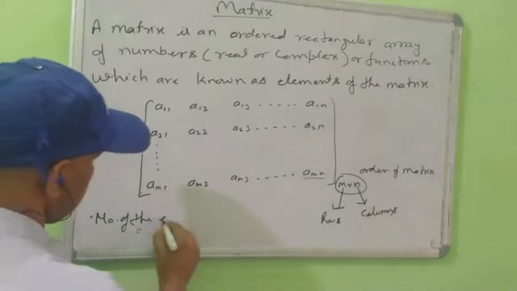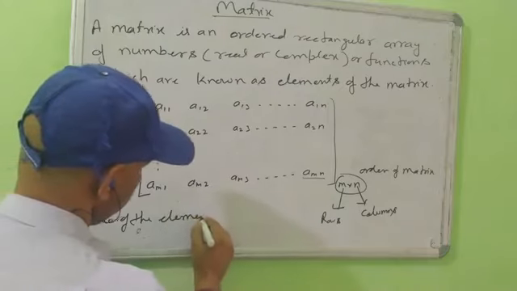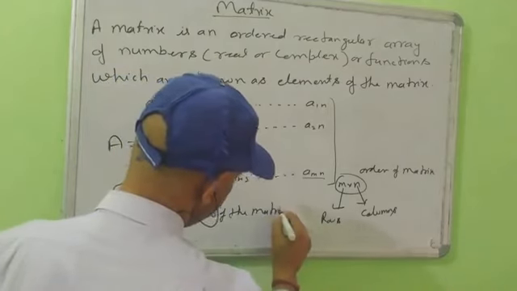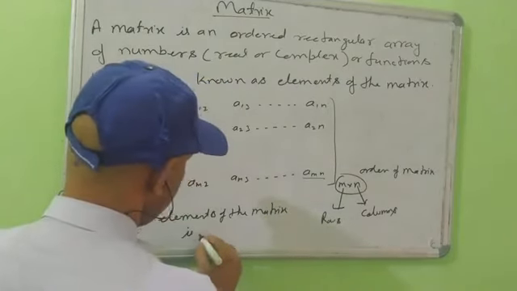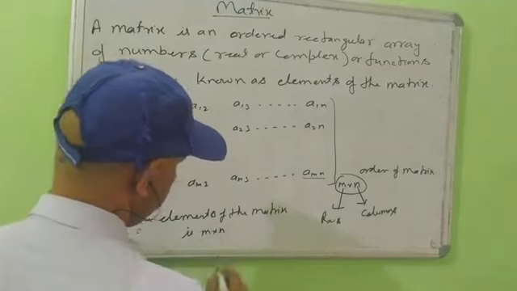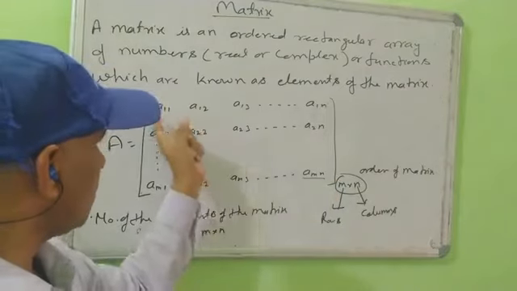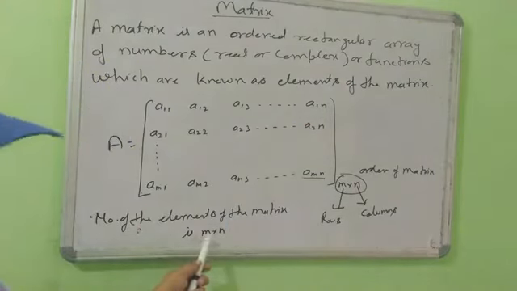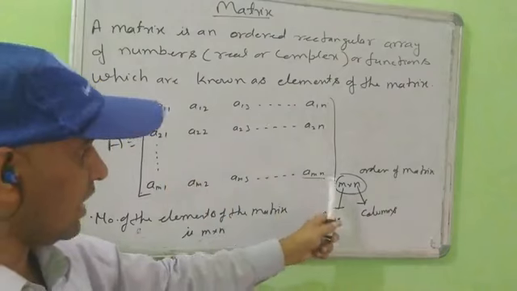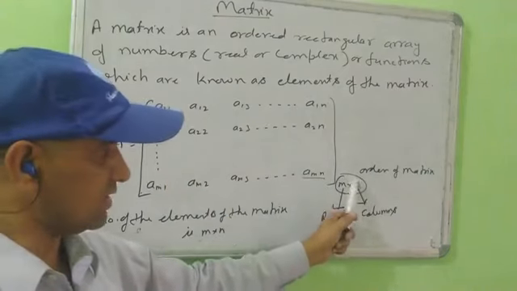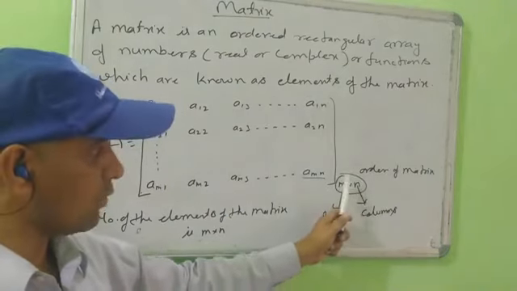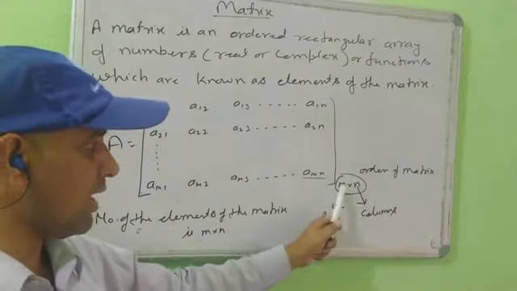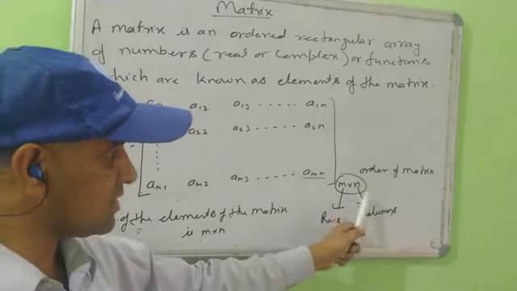The number of elements of the matrix is m into n. You multiply the number of rows by the number of columns, and then you get the number of elements of the matrix. This is also called the order of the matrix. There are two numbers here, m and n, where m represents the rows and n represents the columns.